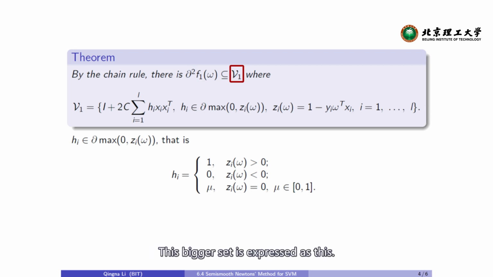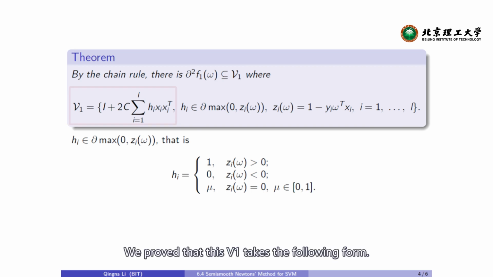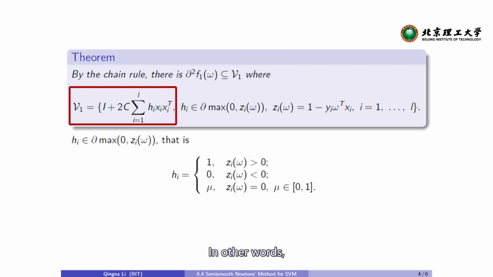So this bigger set is expressed as this. This is what we proved. We proved that this V1 takes the following form. In other words, if we can characterize a bigger set like this, then when we apply semi-smooth Newton's method, we just pick up elements from this set. So this is the idea.